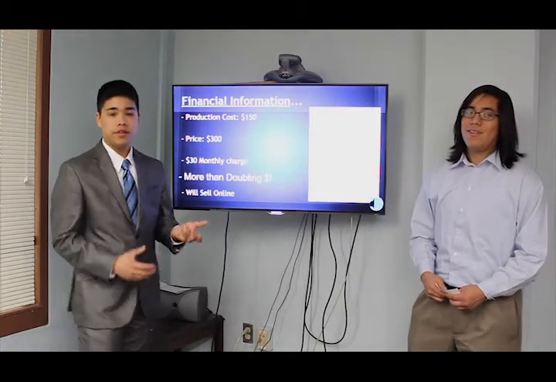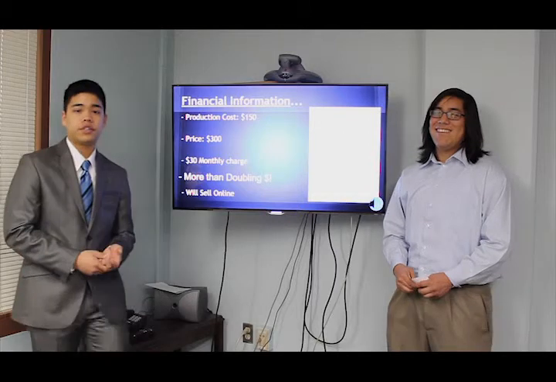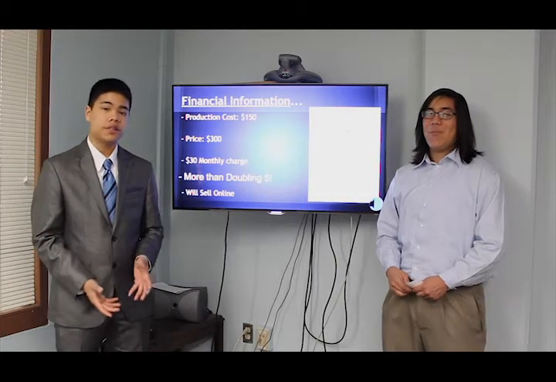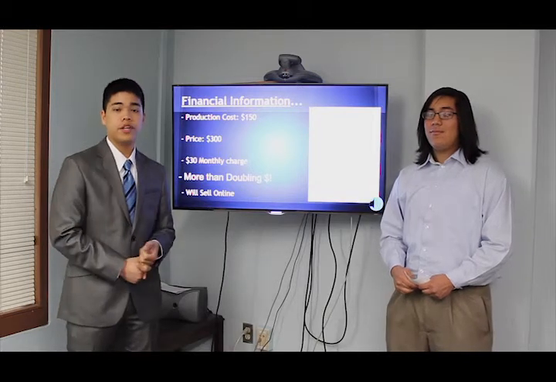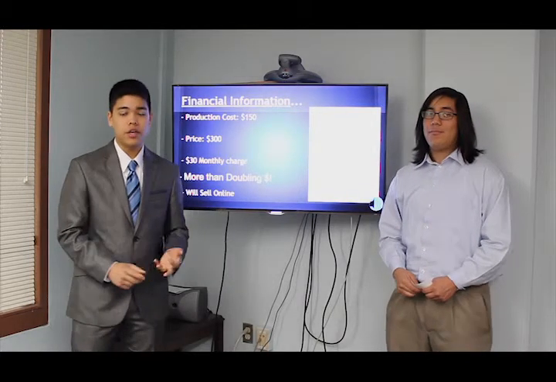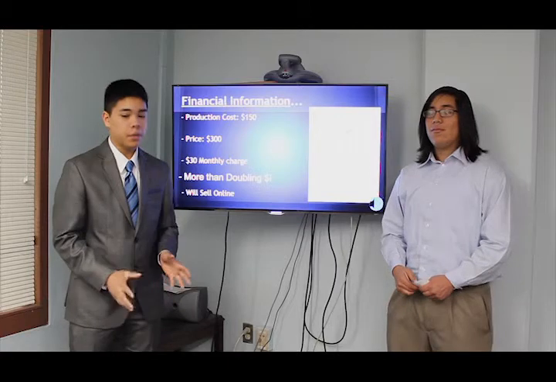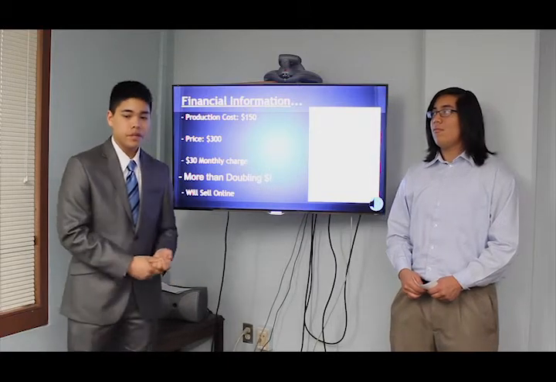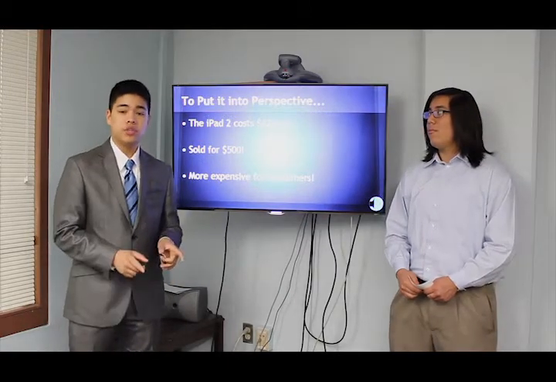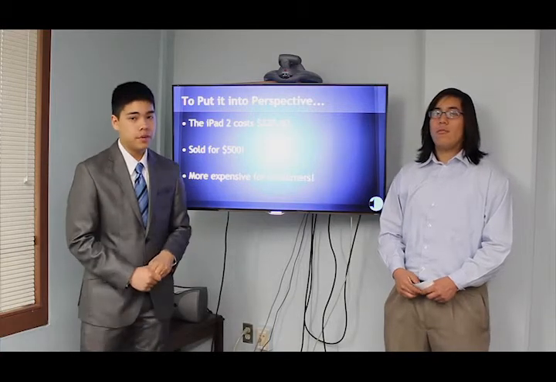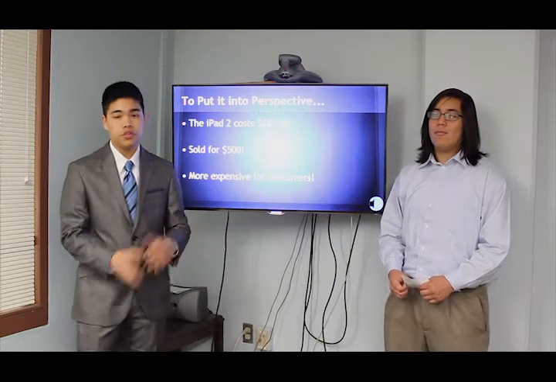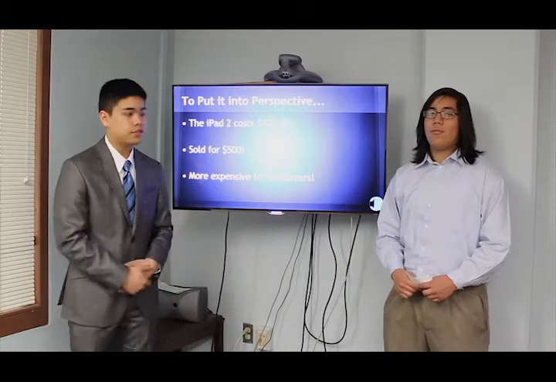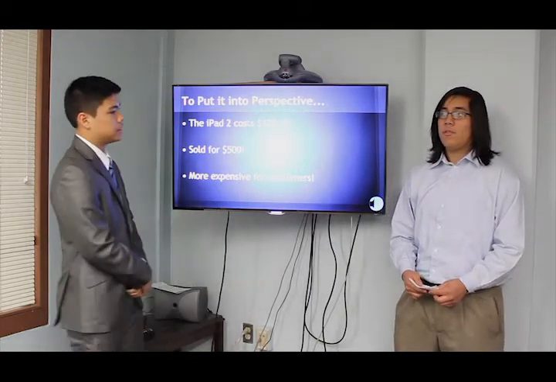So now when you get down into the finances, the production cost of the Ambassador is $150. We do plan to sell it for retail at $300 with a $30 monthly charge, which will cover the 4G LTE and the subscription to the service. And if you do the math, we are more than doubling our money, and we will sell this online. And to put it into perspective, the iPad 2 costs roughly $325 to make. It only sold for $500, and if you do the math, that is more expensive for the consumers to buy the iPad 2 rather than the Ambassador.